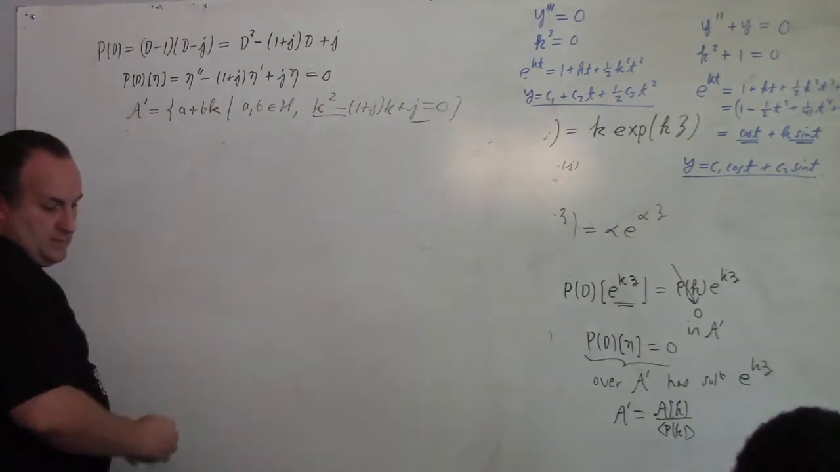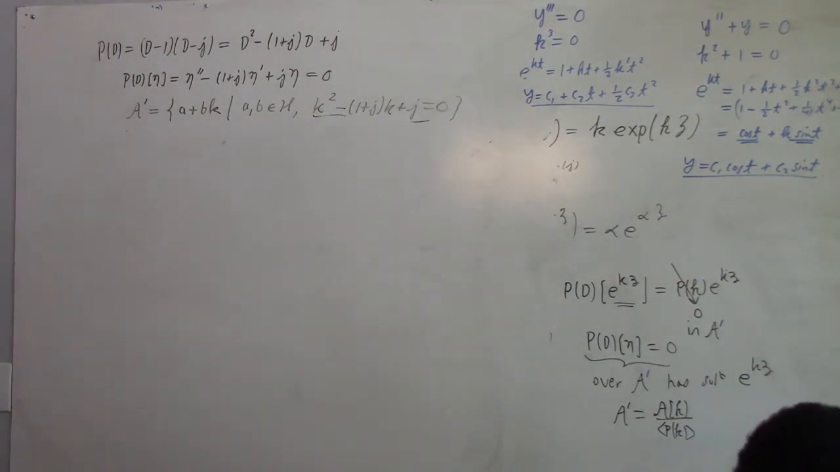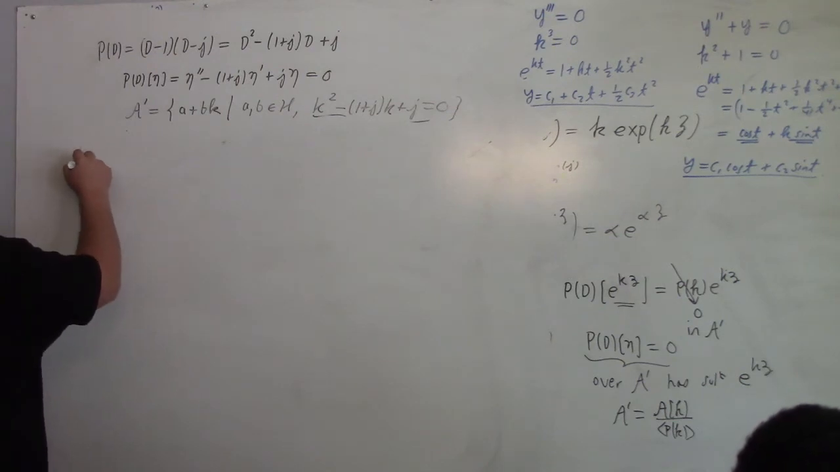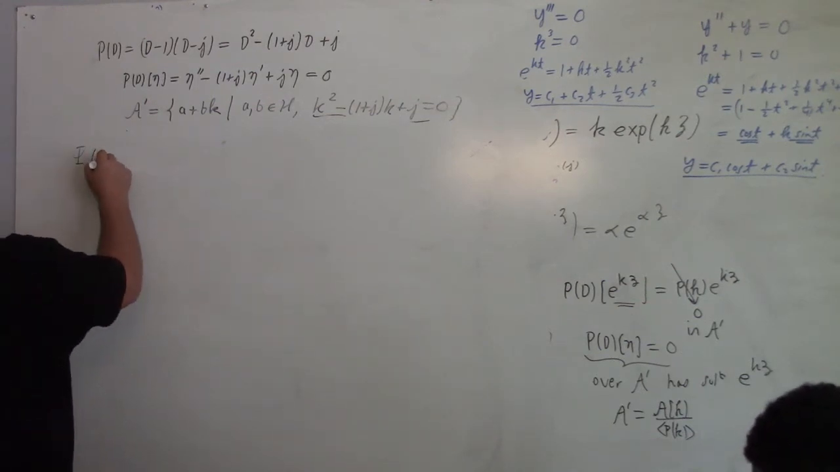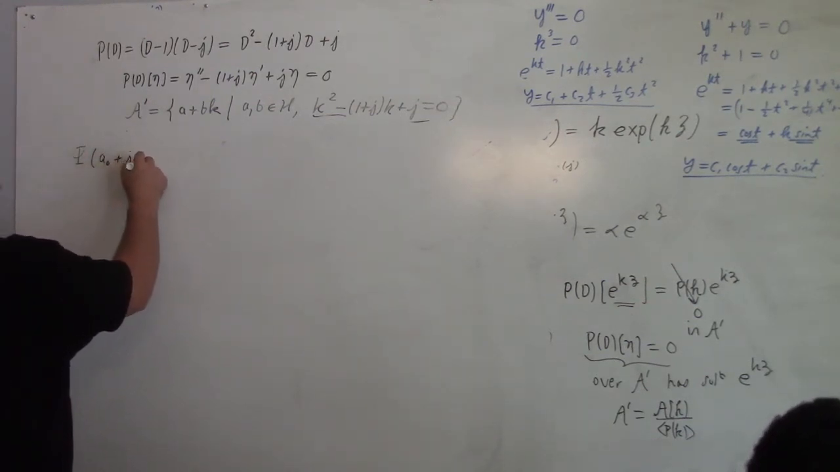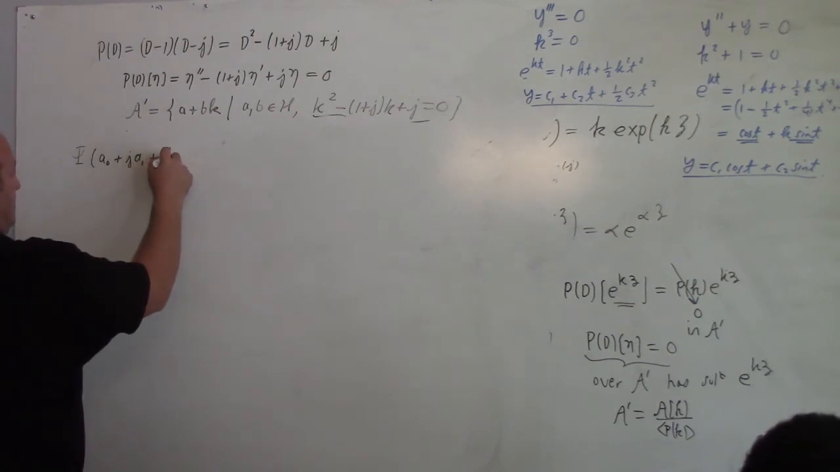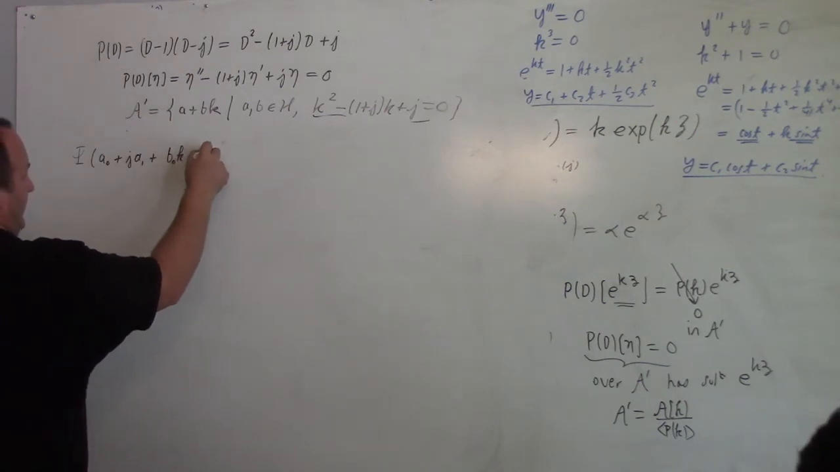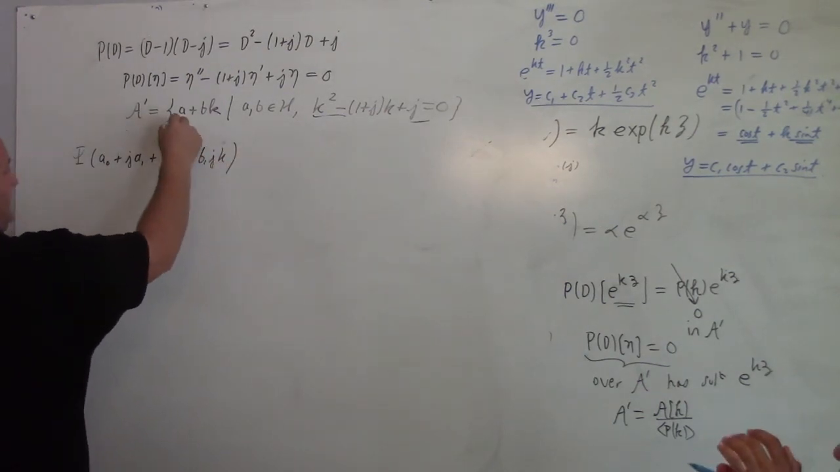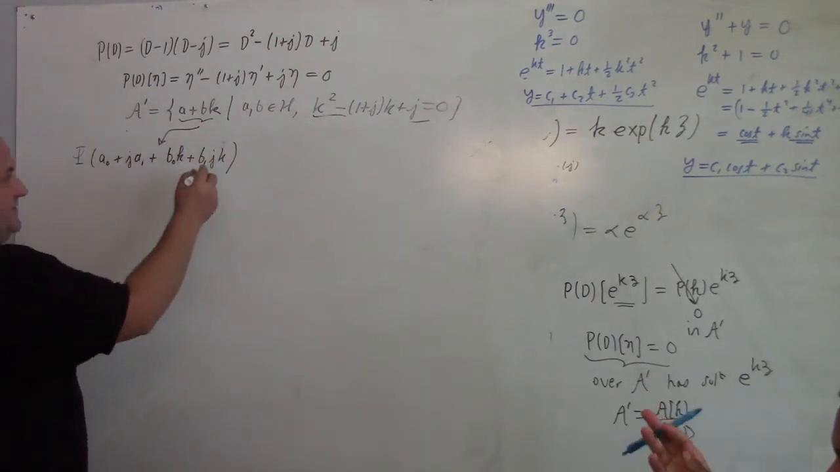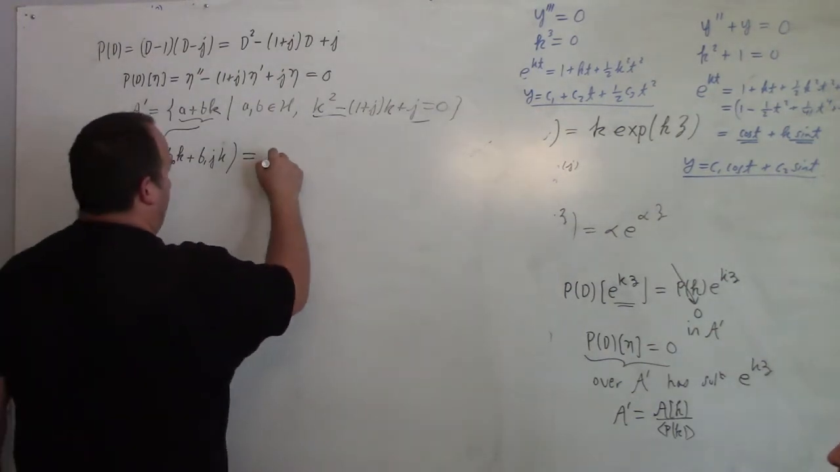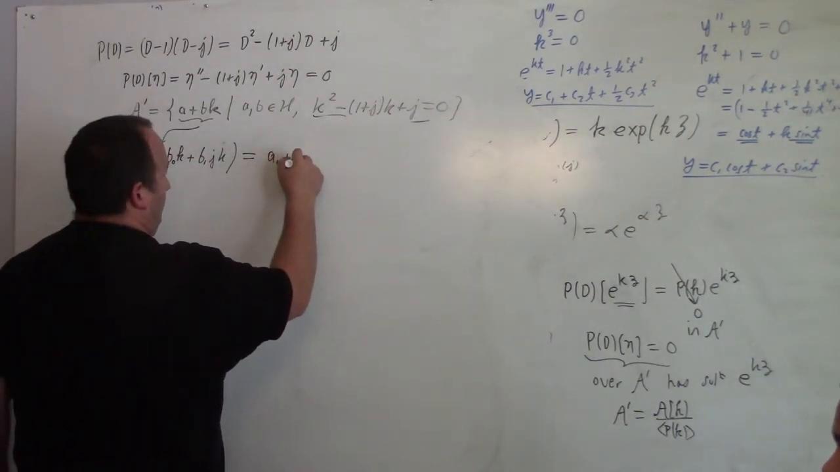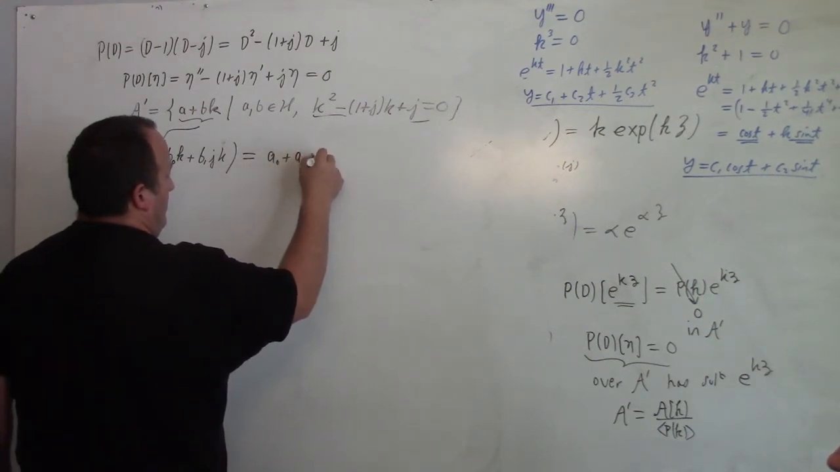So I say that psi of A0 plus JA1 plus B0 K plus B1 JK, in other words, something like that, is equal to what? A naught plus A1 plus 1 plus sigma.